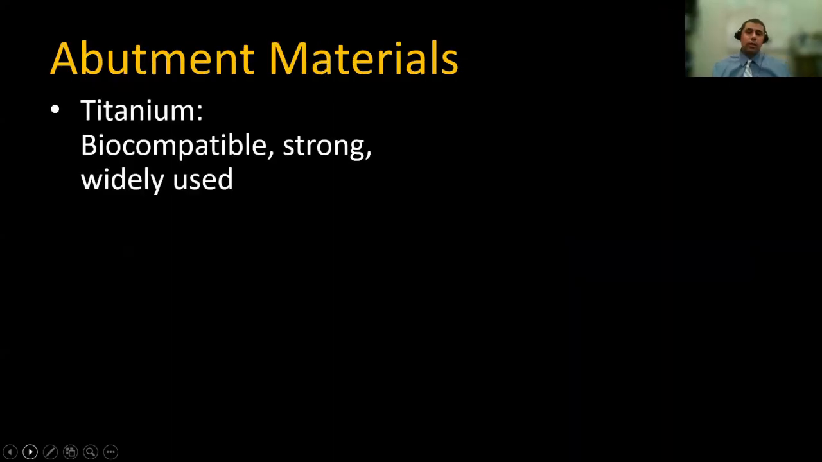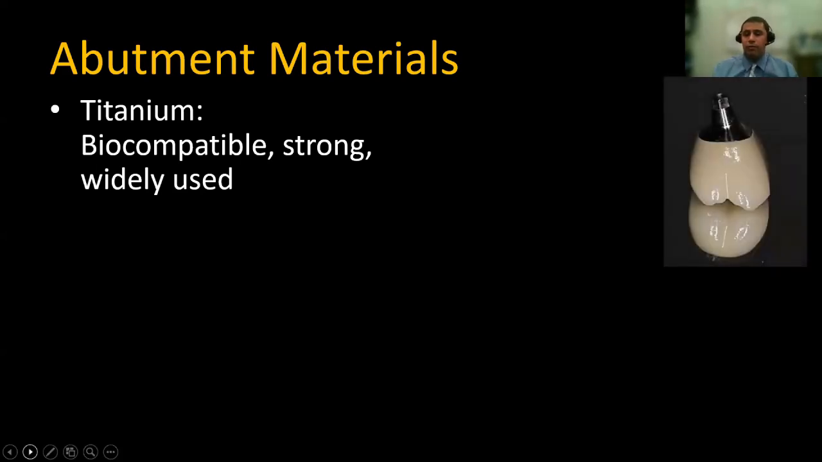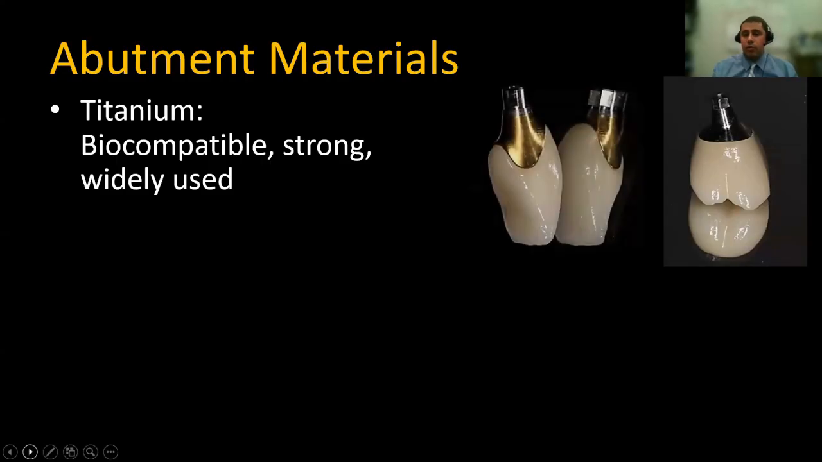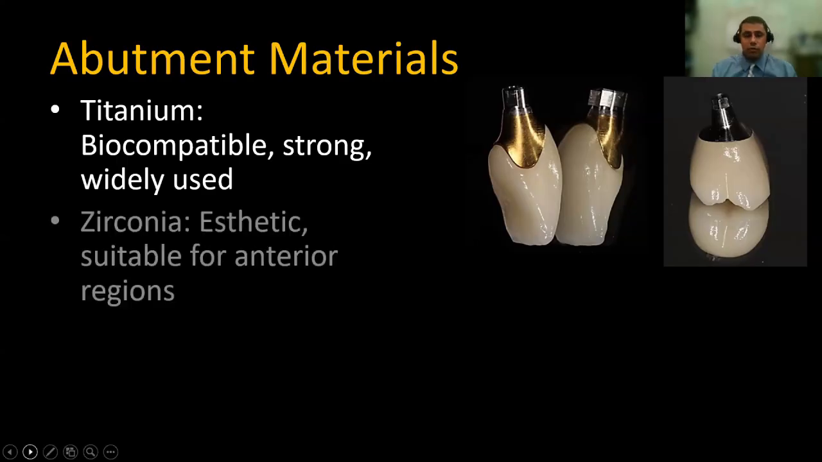The main two materials that are utilized in the manufacturing of dental abutments nowadays are either titanium, which is a very biocompatible material. It's strong, it's widely used, and it provides the advantage of maintaining a titanium to titanium connection inside the implant interface. These can be the regular shade of titanium, or they can be gold plated, which provides some aesthetic advantages without compromising any of the biomechanical features of the abutment.